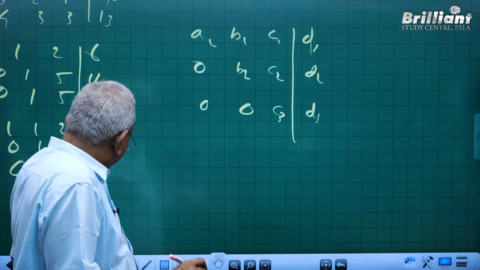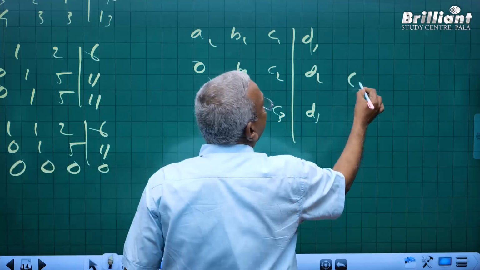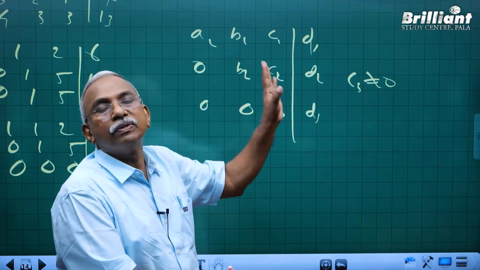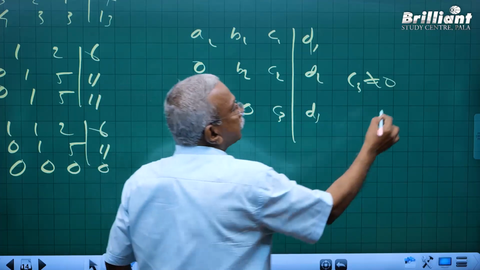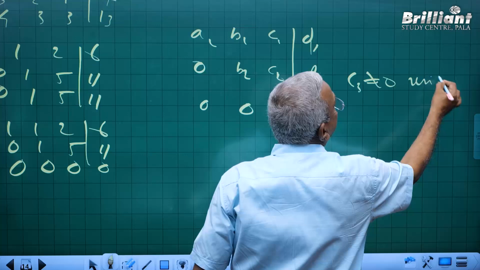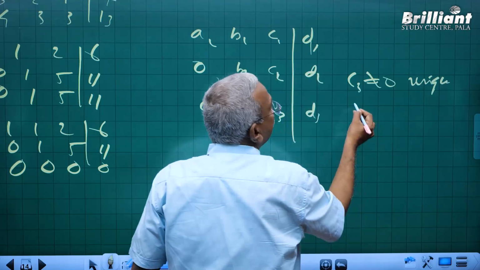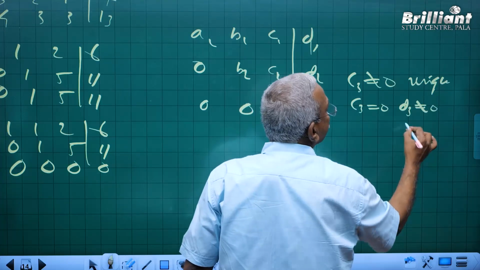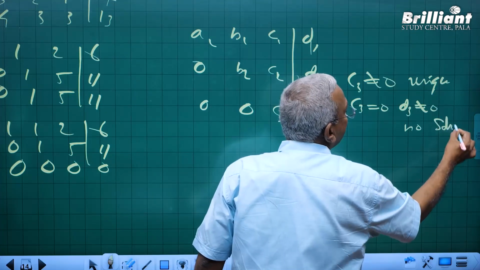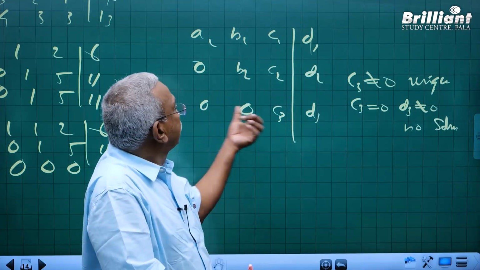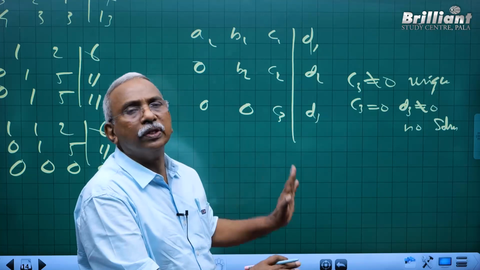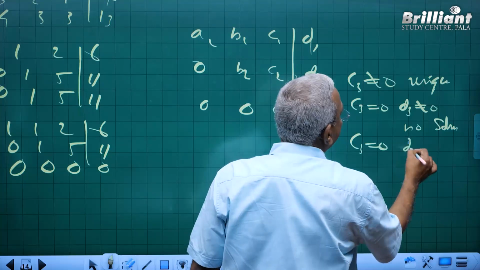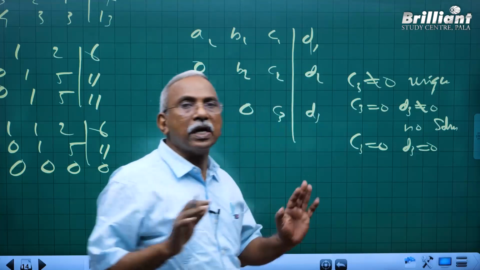If C3 is not equal to 0, then the determinant exists, then it is a unique solution. If C3 is not equal to 0, the system has a unique solution. And if C3 is equal to 0 and D3 is not equal to 0, no solution. This is the second condition. Look here, these 3 are 0 but this is not equal to 0, then no solution. You can write this down. And if C3 is equal to 0 and D3 is equal to 0, then infinitely many solutions. These are the three categories.